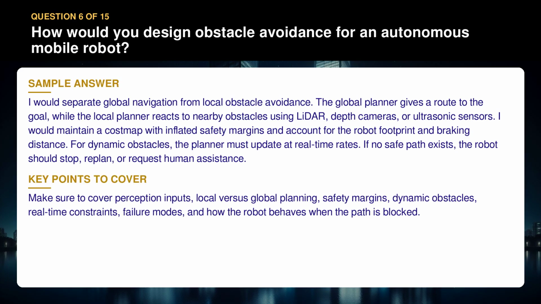Make sure to cover perception inputs, local versus global planning, safety margins, dynamic obstacles, real-time constraints, failure modes, and how the robot behaves when the path is blocked.